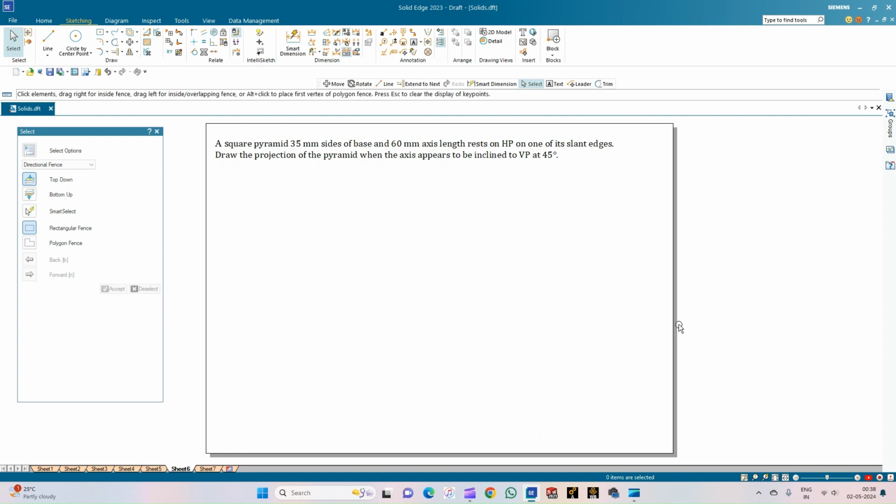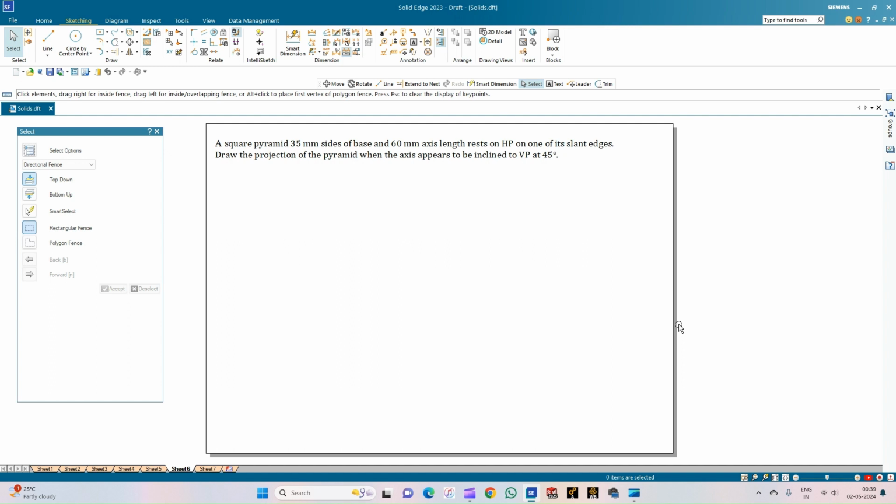So here we need to observe certain things. The first condition, that is the initial resting condition, is not given to us, whether it is resting on its corner or one of its edges. However, a clue is given in the problem statement that it is resting on HP on one of its slant edges. In the previous problems, we had seen where the axis was inclined to the HP, but here on the HP, it is resting on one of its slant edges.